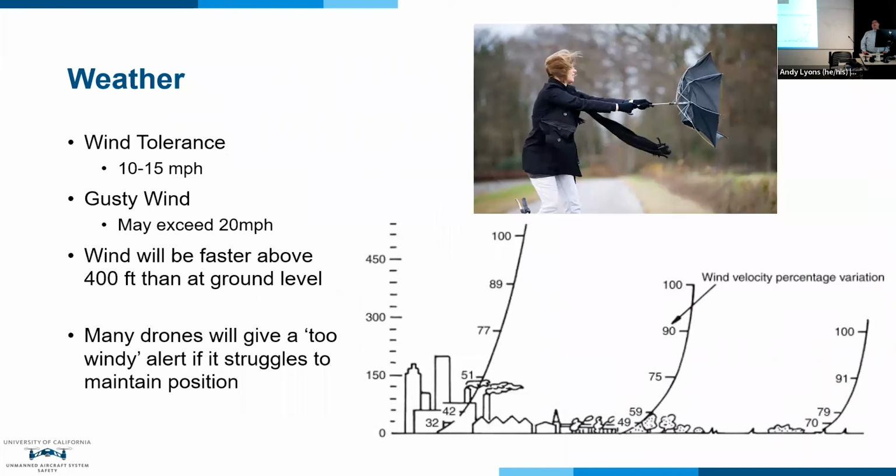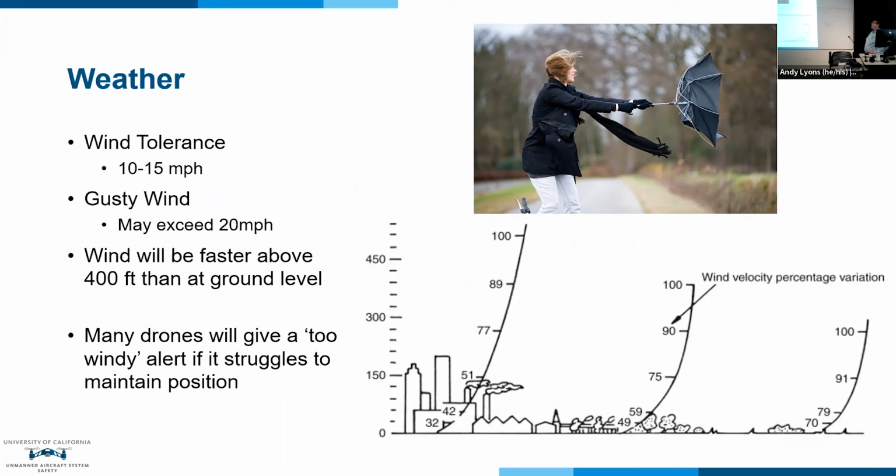Now, speaking of wind, it can get a little challenging. Most of our drones tend to be pretty good about wind. Wind tolerance around 10 to 15 miles an hour. Those are going to be kind of the days where I'm going to be a little iffy about flying a drone. Gusty wind, because gusty wind may exceed 20, 25, 30. It can get super high. So whenever I see we've got 10-mile-an-hour winds, I'm anticipating that we might have gusts up to 20 miles that we should be concerned about.